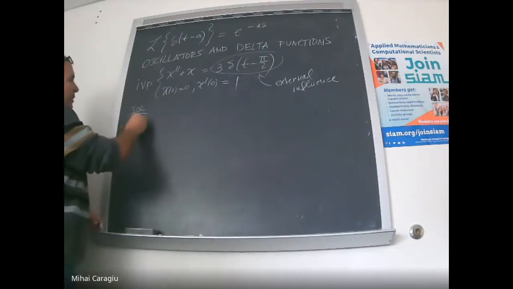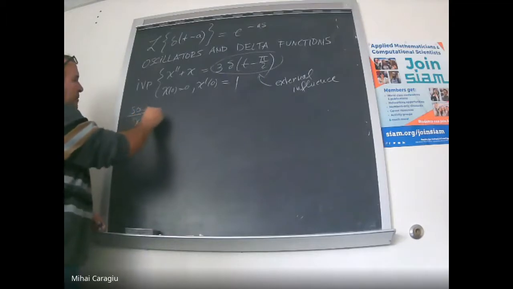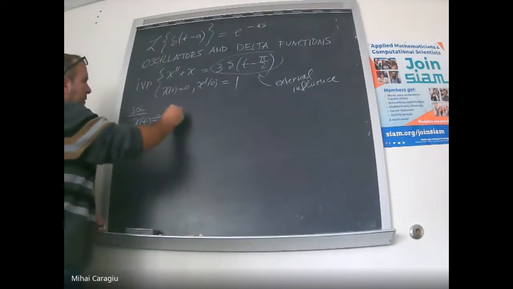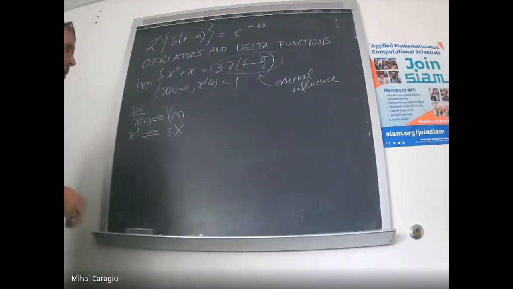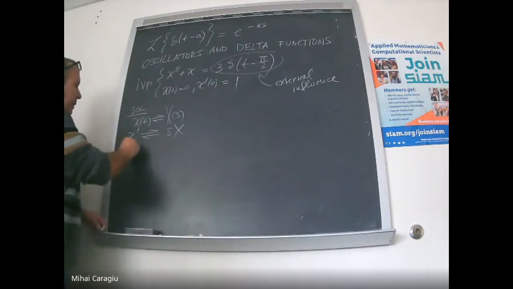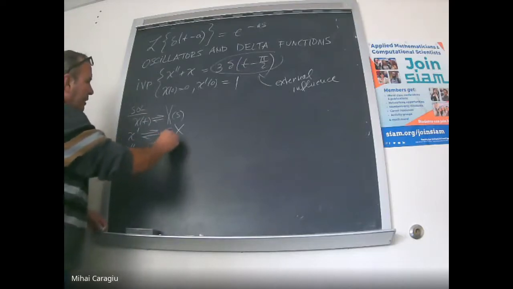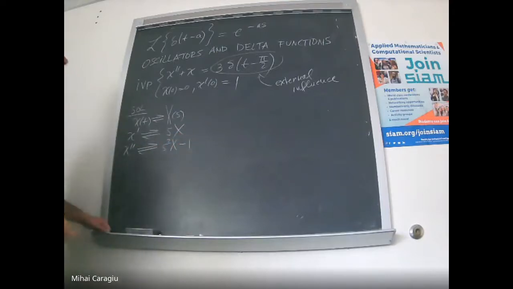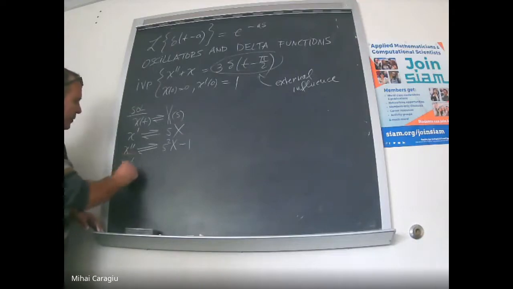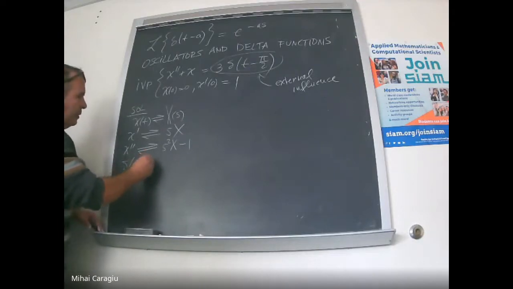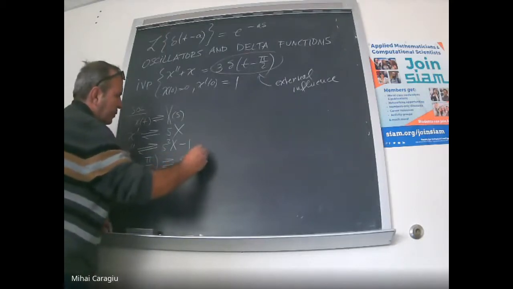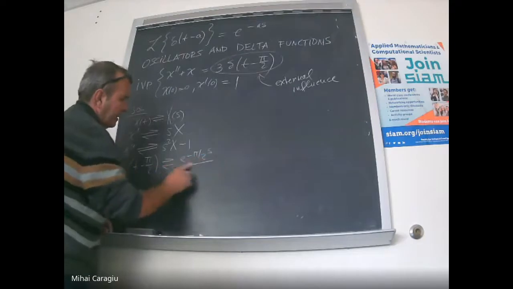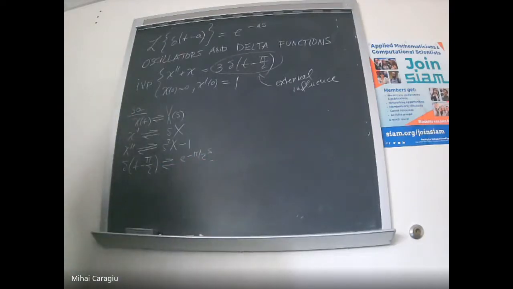So let's declare our intent to use the Laplace transforms. x of t transforms into big X of s, small x prime into sX, and small x second into s squared capital X minus 1, because of this transform of derivatives. And the delta of t minus pi over 2 will be transformed into e to the power minus pi over 2 s.